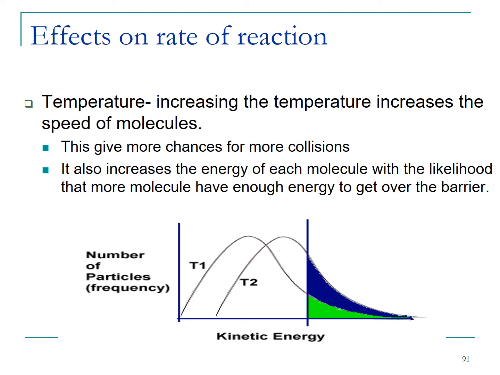But also, you can see on this graph that the number of particles that have a lot of energy increases. So at T1, which is the lower temperature, let's say that blue line is sort of the activation energy, the amount required for the reaction to happen to get over the barrier. So at T1, you can see what's shaded in green is the number of molecules that have that much energy. So there's some. The reaction can proceed. But if you increase the temperature, you have more.